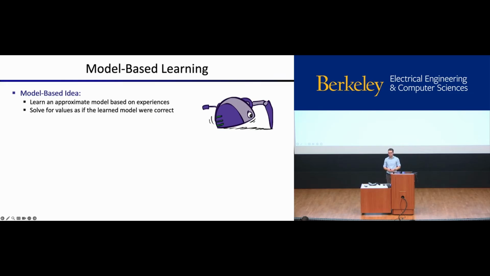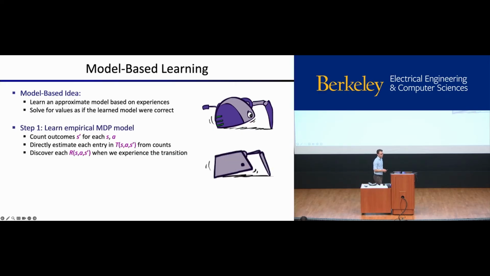We have some environment. We don't know its transition function or its reward function. We assume that they exist. And so we need to estimate this model based on our experiences, and then solve for the values, assuming that this model of the world that we come up with is correct. It's not going to be correct. You would need an infinite amount of data for it to be correct. But hopefully if it's close enough, then we can still get a pretty good policy coming out of this.